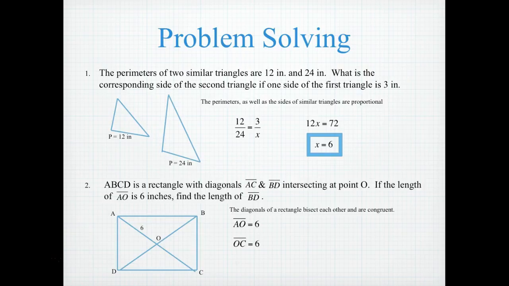And by segment addition, I know that AC would be equal to 12. And since the diagonals of a rectangle are congruent, that tells me that segment BD would also have to be equal to 12. So that wraps up our lesson and our entire session.